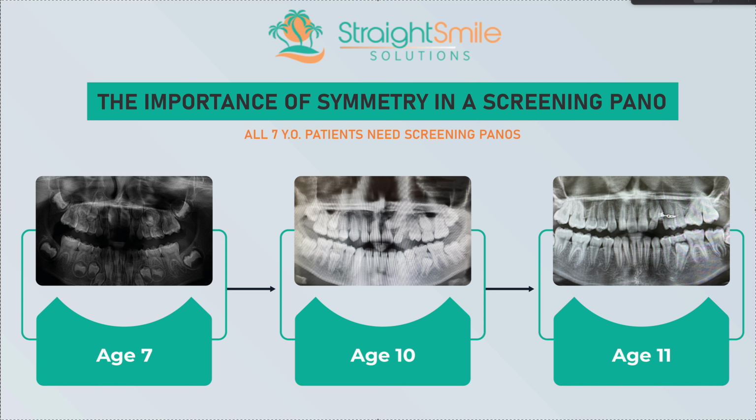And I hope you're taking panos on all your 7-year-old patients. This is pretty much standard of care: to either take them yourself and screen, or to refer every 7-year-old patient to an orthodontist for screening to see if they need treatment. Obviously, you're looking at pathology and eruption lanes and things like that.